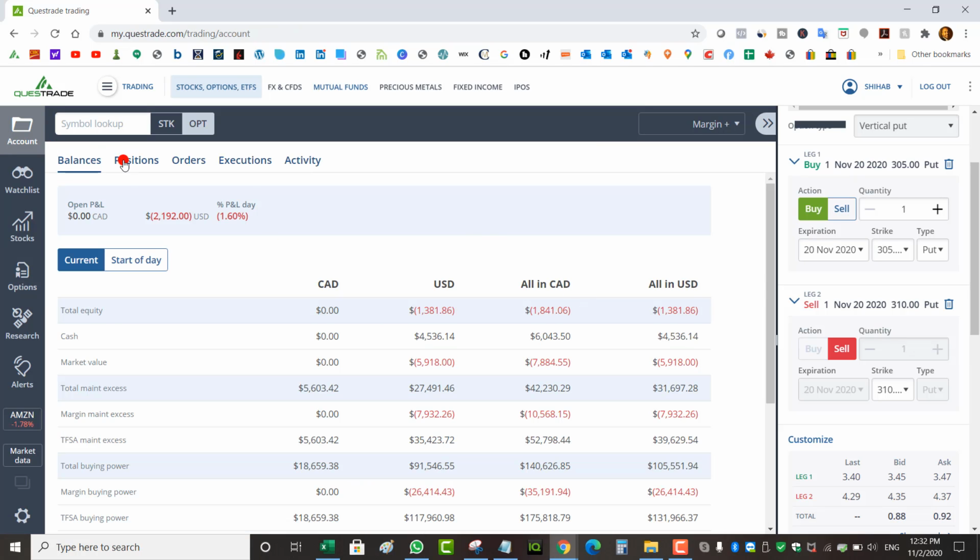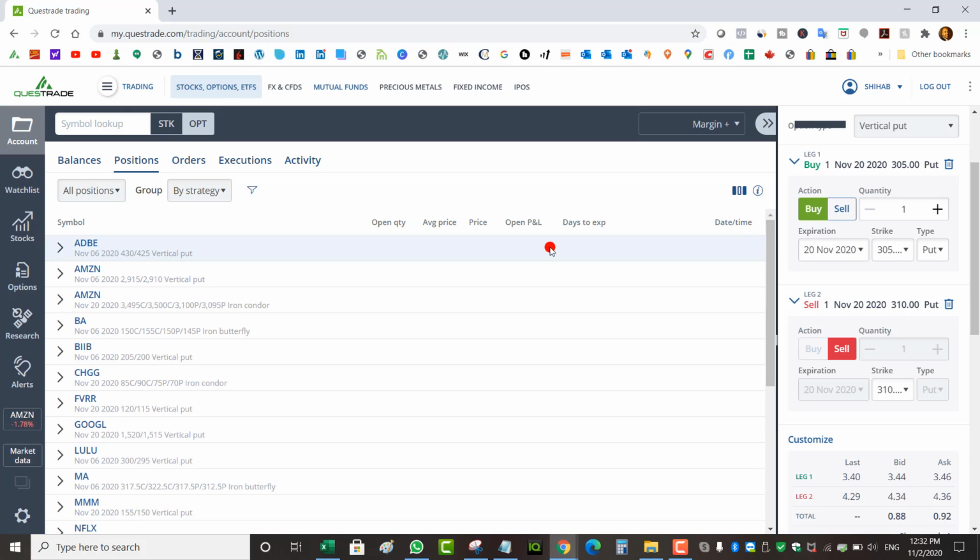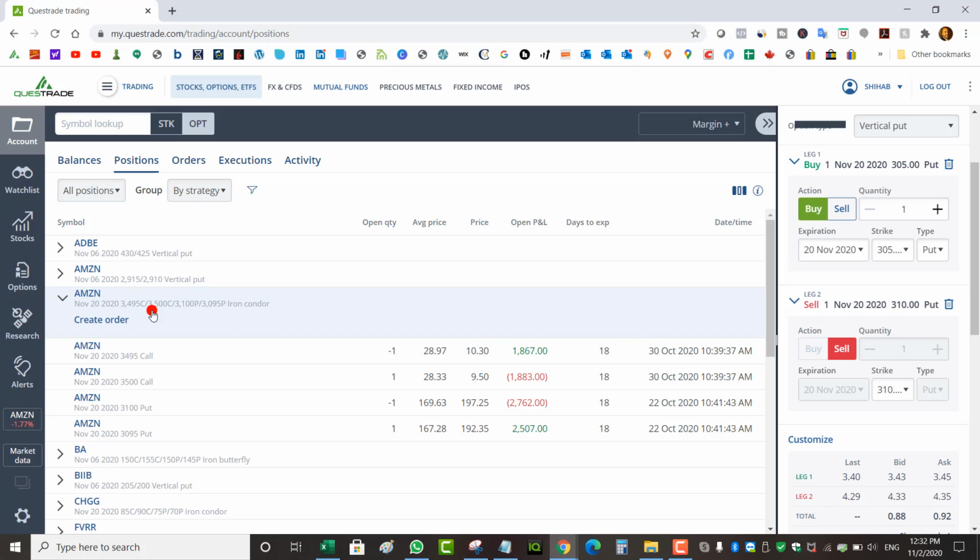So actually, let's go to my account. I do have an iron condor on right now, for example on Amazon, as you can see here, but it's an iron condor that I sold. So it's a combination of a put credit spread and a call credit spread. So what did I collect on this iron condor? You could basically just subtract this from this and then subtract this from this. So 28.97 minus 28.33. I collected about 60 cents on the call spread, and I collected about $2 on the put spread.